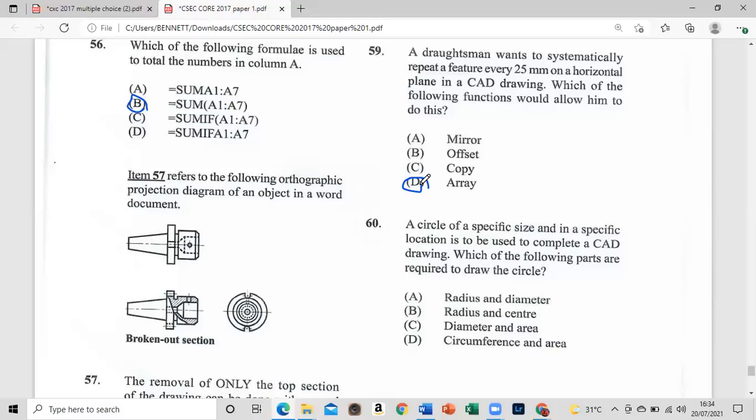All right. A circle of a specific size and in a specific location is used to complete a CAD drawing. Which of the following parts are required to draw the circle? Is it the radius and the diameter? The radius and the center? The diameter and the area? Or the circumference and the area? And that is the radius and the center. That's all we need. So guys, that is B.